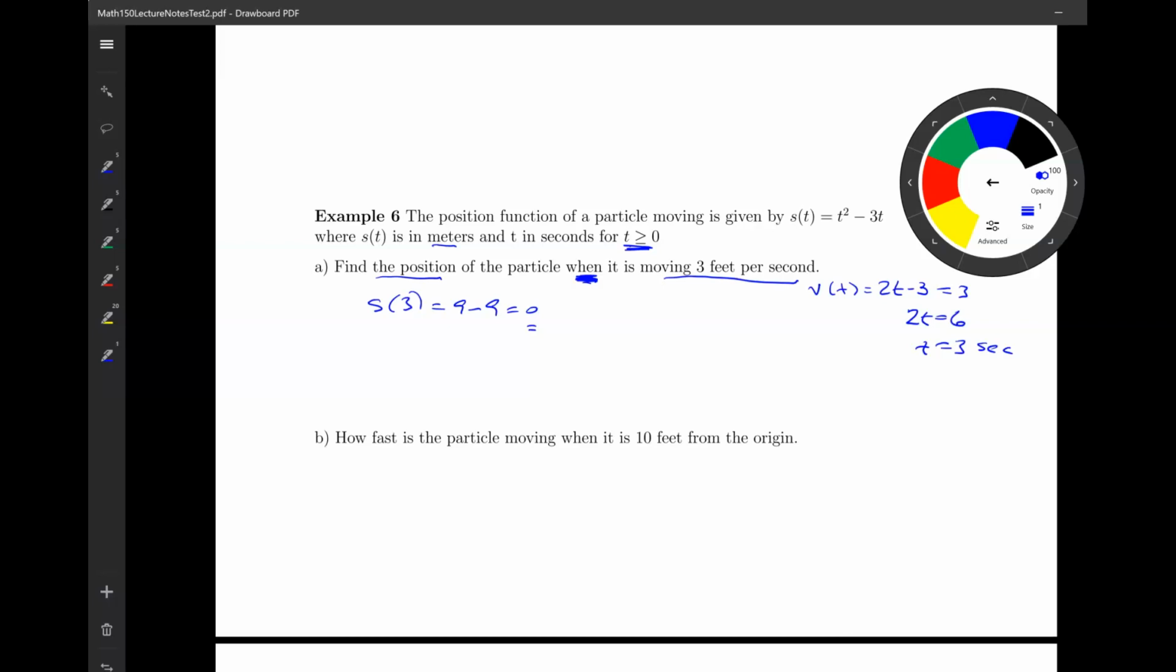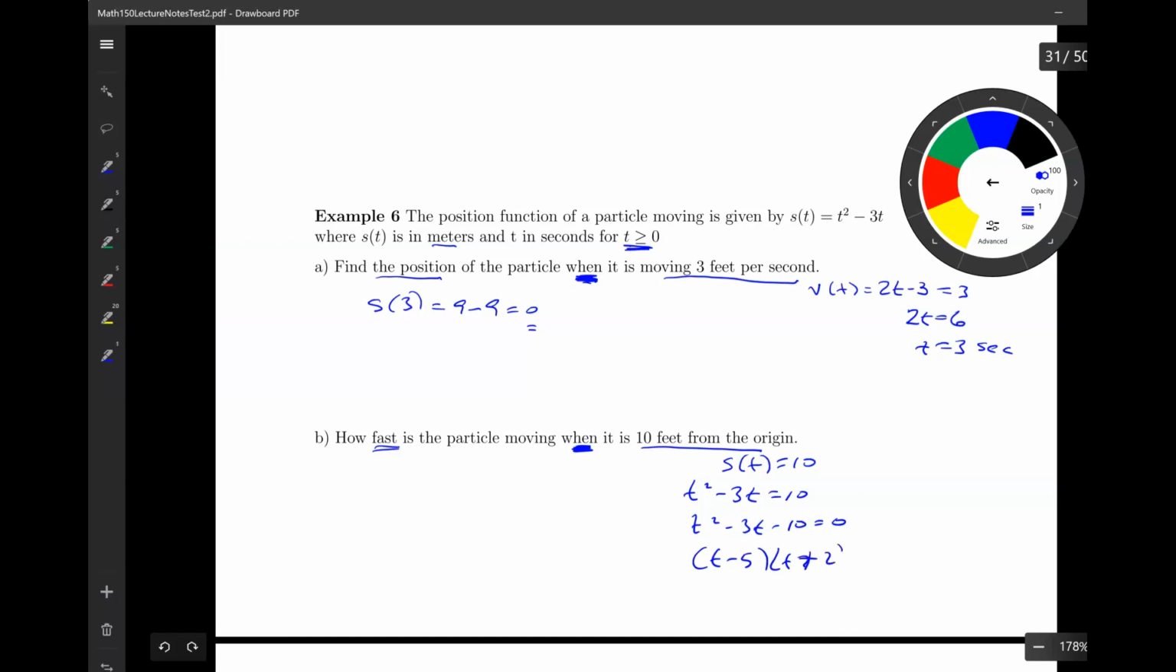All right, so here's another one. So find the velocity. How fast is it moving when, again, I get to go find the time. It's 10 feet from the origin. So that means I'm setting the position equal to 10. So that means I'm solving this quadratic. So I get t minus 5, t plus 2. So I get t is 5 and negative 2.